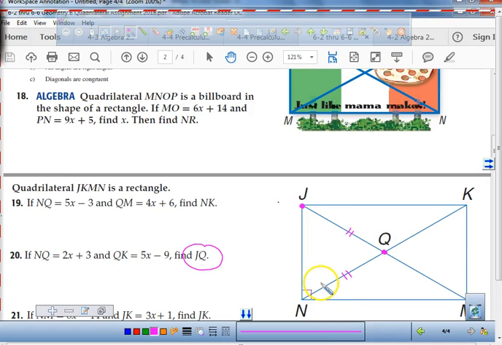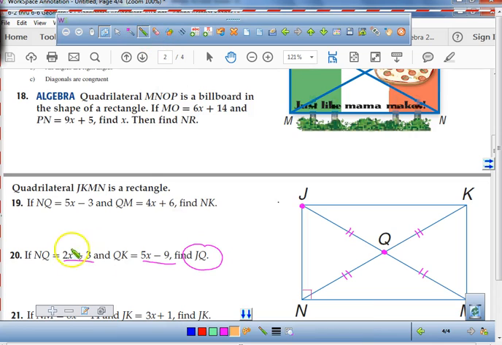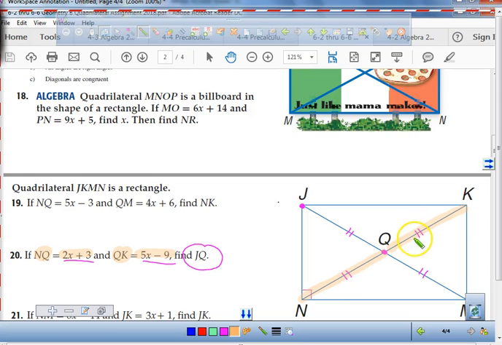They're equal. Okay? What about from Q to K? And from K to N. They're all going to be equal. So this says NQ equals 2x plus 3. This says Q to K equals 5x minus 9. So I'm going to highlight this real quick. Here and here. N to Q, Q to K. What do we know about those segments? They have to be equal.